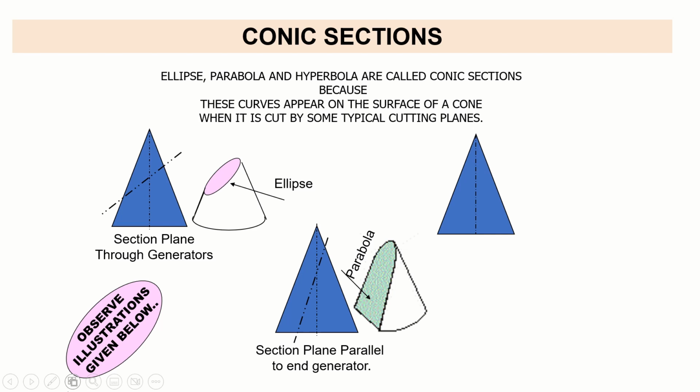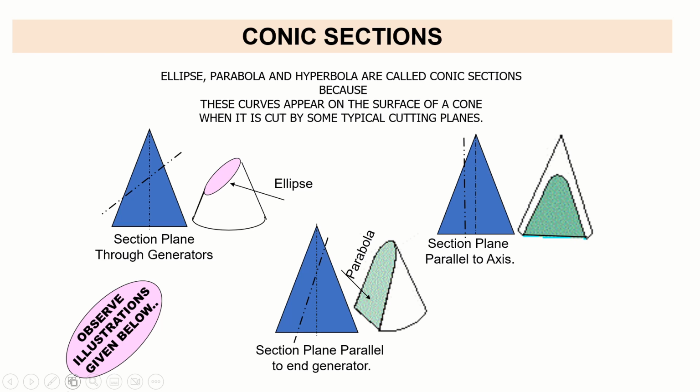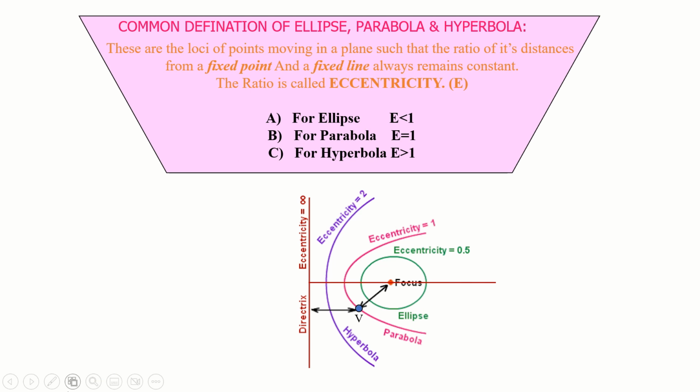And then we have another cone in which the section plane is cutting the cone parallel to the axis, and we obtain a hyperbola if we intersect the plane like this. So by cutting a cone, we can obtain an ellipse, parabola, and hyperbola. Due to this, we call these sections conic sections.